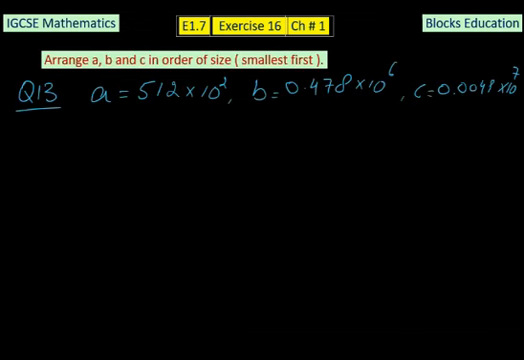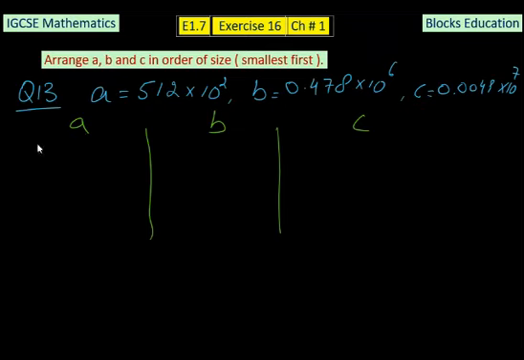So in question number 13, we are given three numbers A, B and C, and it says arrange A, B, C in order of size, smallest first. So we cannot tell which is smaller or bigger or the biggest until it is in the decimal format. So let's convert them into the decimal format. So let's split it in three parts. This is for A, this is for B, and this is for C.